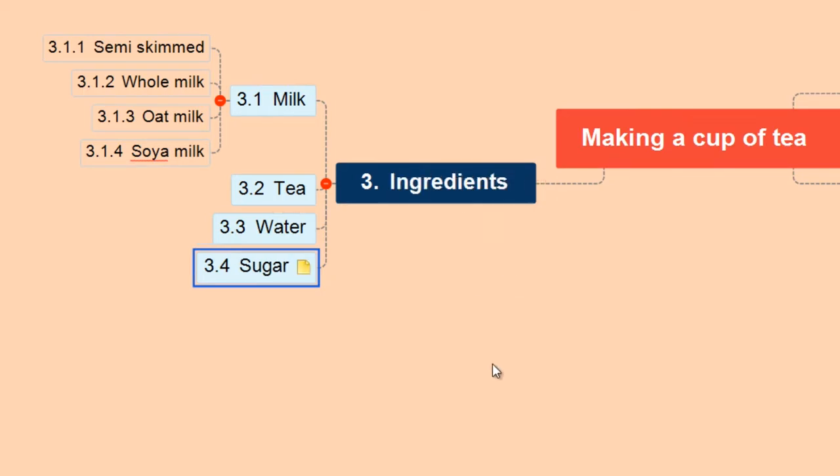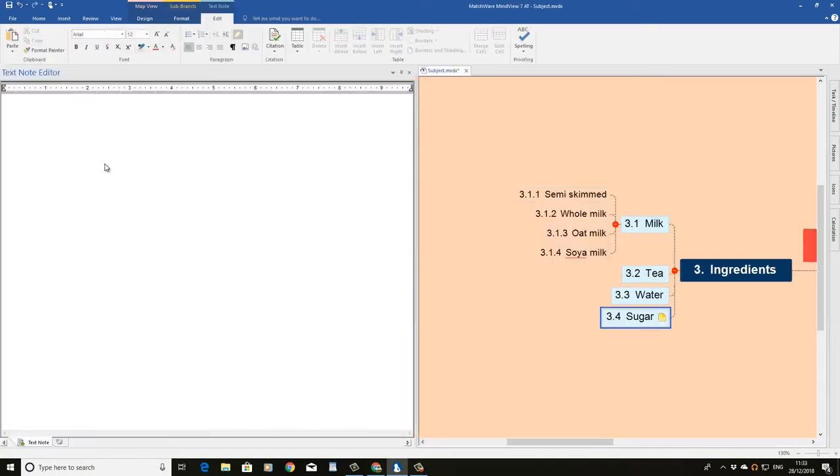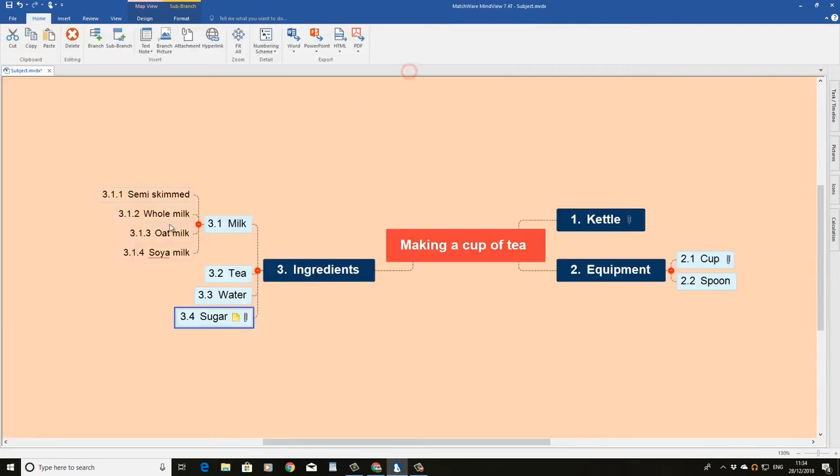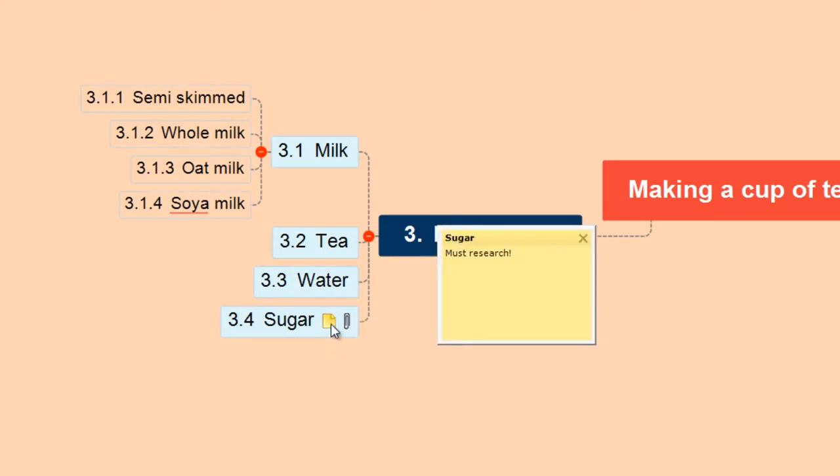Now the difference between text notes and comments is that if I go into sugar and I go and click on text note and I write some text and I close that note down, we can see under sugar we have both a paperclip with all our attachments, but we've also got this comment. And if I hover the mouse over the comment, then it just automatically pops out. So I think this is a good way of splitting up reminders for what you need to do in that section from text that you want to appear in your finished essay.